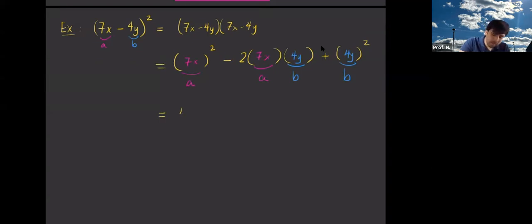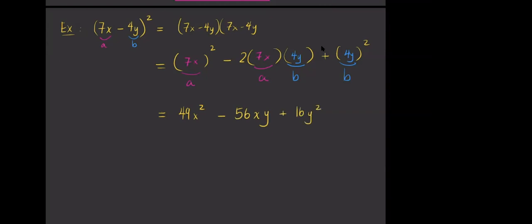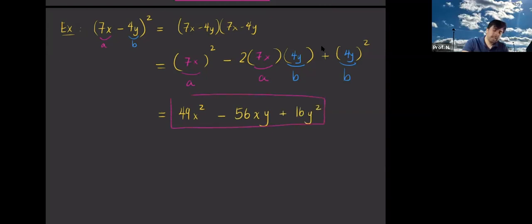7x squared is what? 49x squared. 2 times 7 is 14. 14 times 4 is minus 56xy. And then 4y squared becomes what? Plus 16y squared. And that's it.